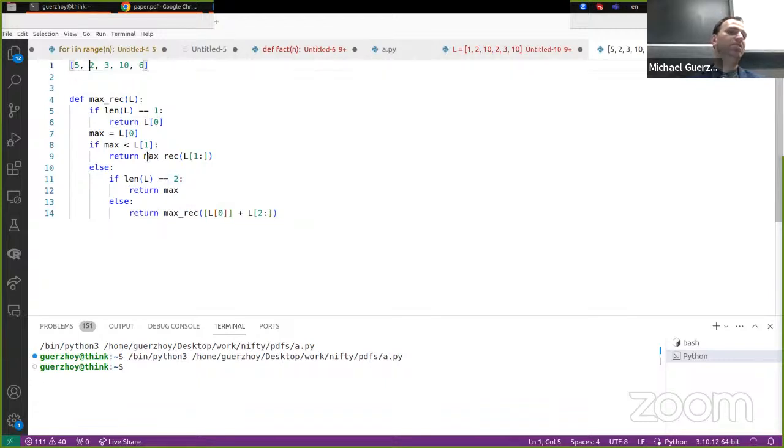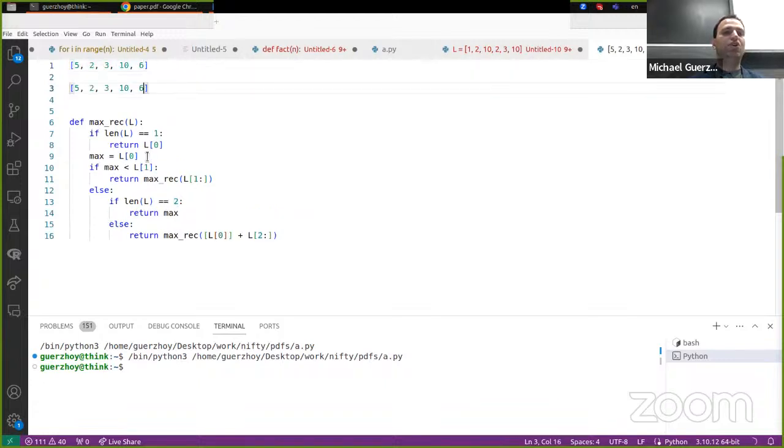So L at 0 is greater than L at 1. So the 2 is definitely not the maximum because L at 0 is larger. So this guy, not the maximum. And what you're saying is just take this guy out and return whatever the maximum of this is. Which is good. You're making progress. You removed one of the elements. The next step will then remove the 3. So then you would say, is L at 0 greater than 3? The answer is yes, so leave this out.